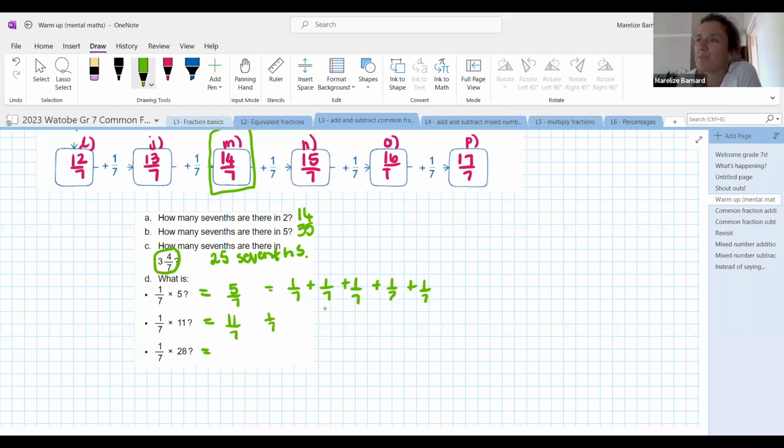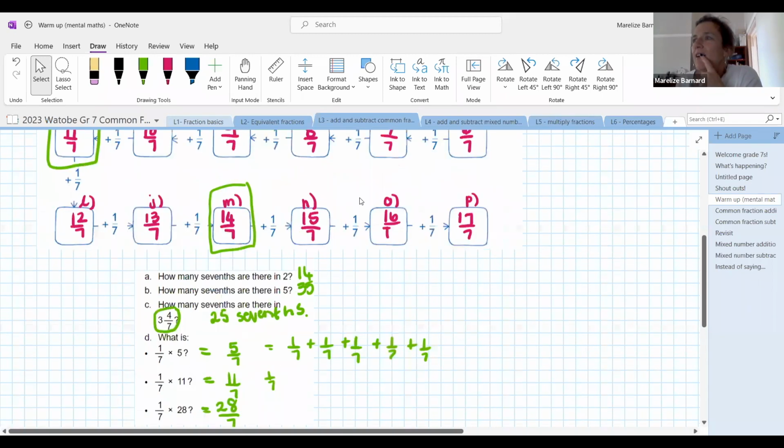Guys, we don't multiply. Be careful. We don't multiply the 7 with the 28. Listen carefully to the reasoning, okay? The reasoning says a seventh times 28. So it's literally 28 sevenths that you're adding together. So 28 sevenths, we'll write 28 sevenths.